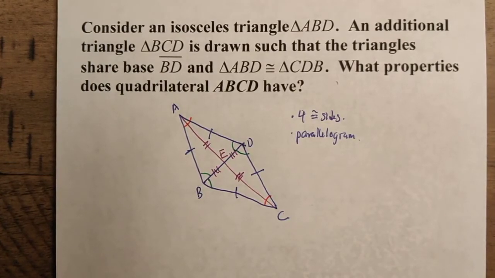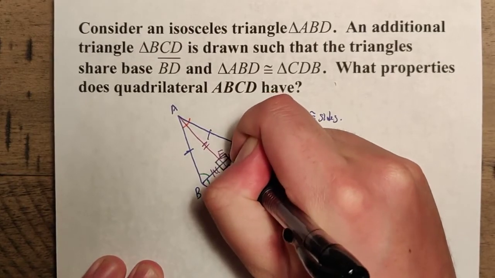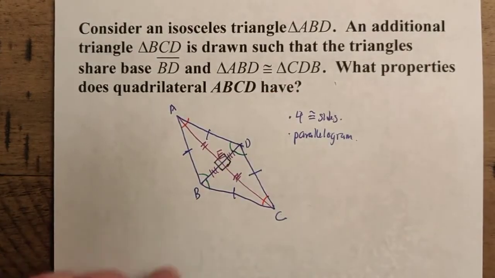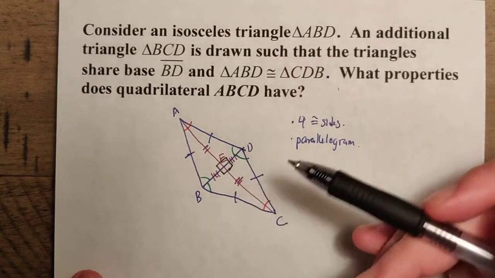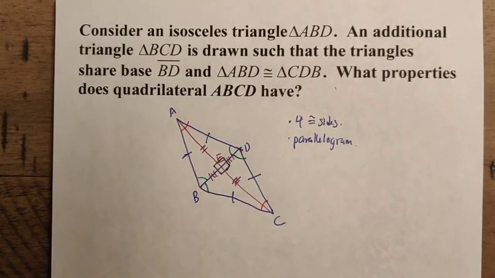This means that all these angles here are right angles, which is a big important thing for the rhombus, which implies that the diagonals are perpendicular to one another. And that's another very big redeeming quality of the rhombus.